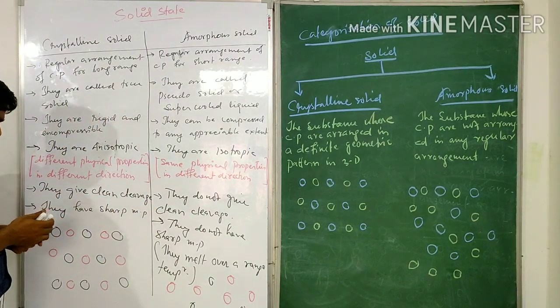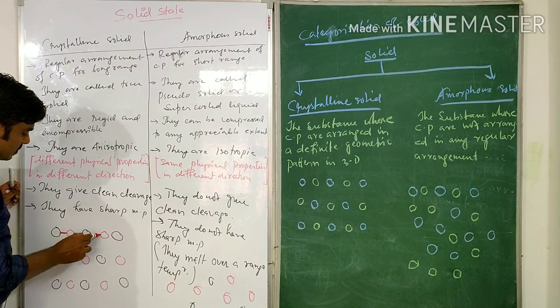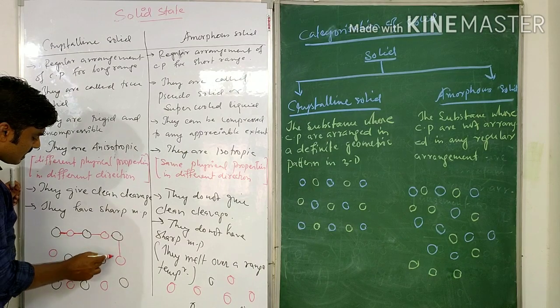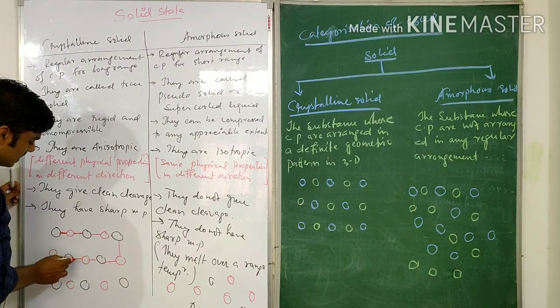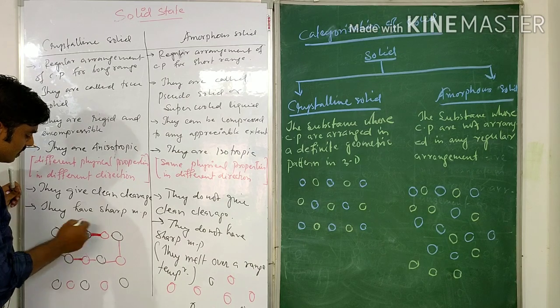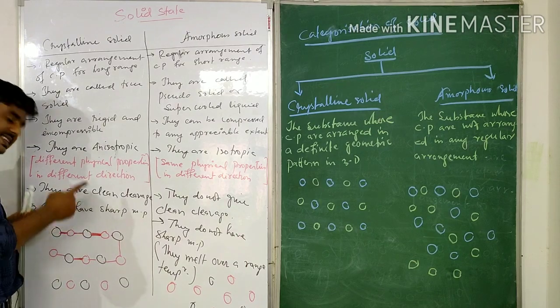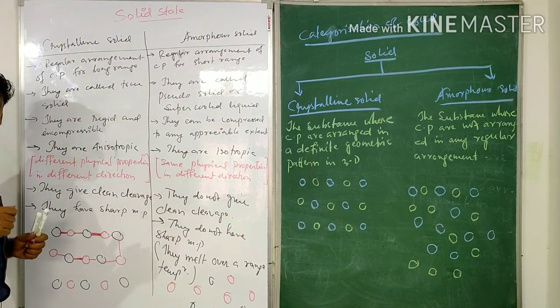Because in crystalline solids we have seen the distance between two adjacent atoms, that is the bond length. The bond lengths are the same over here. You see? So since it has the same bond length, say this is one bond length. So to break this type of bond, say we need 100 degrees Celsius.